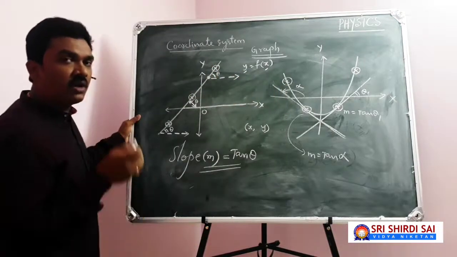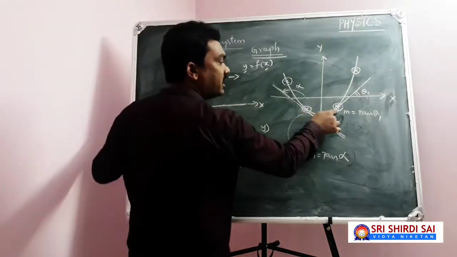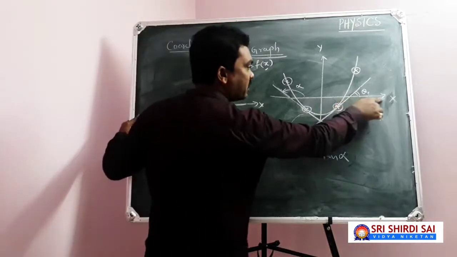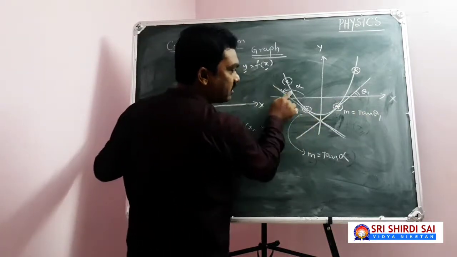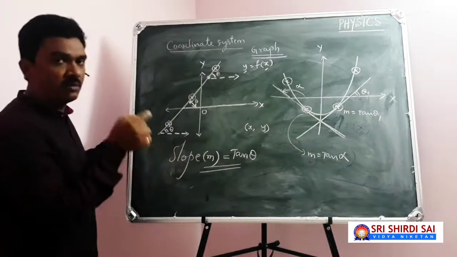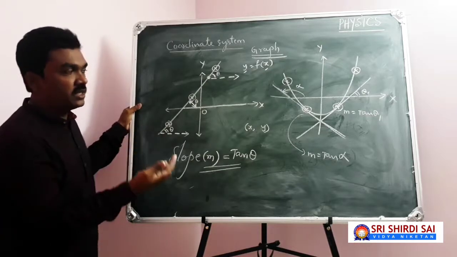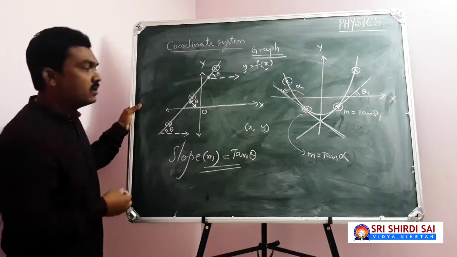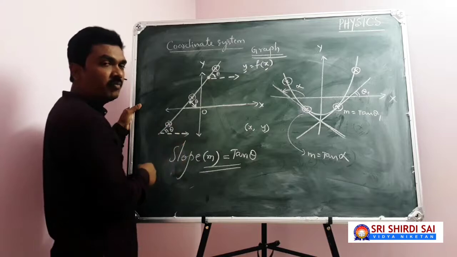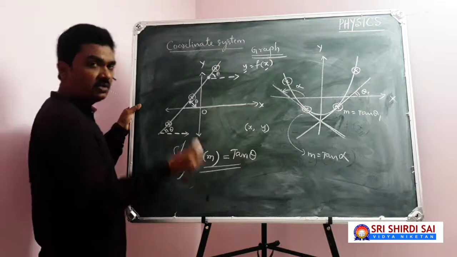How to find slope of the curve at a given point? Yes, you have to draw a tangent line to the curve at that particular point. The tangent makes some angle with positive direction of x-axis. Then m equal to tan theta will give slope of the curve at that particular point. So when you are comparing a straight line graph and a curve graph, in the case of a straight line, the slope of the graph remains constant everywhere. In the case of a curve, the slope of the graph changes from one point to another point.